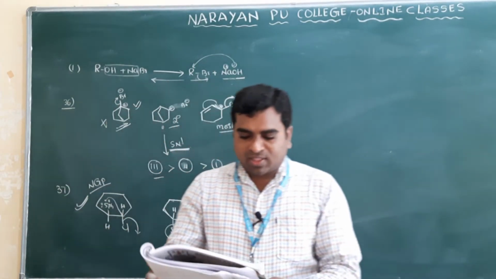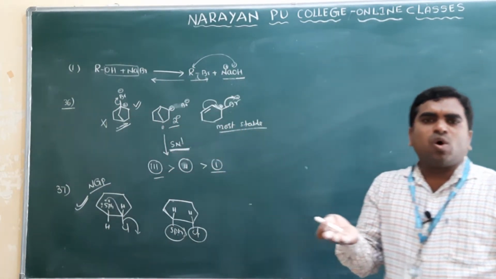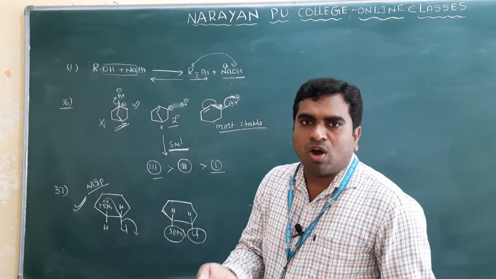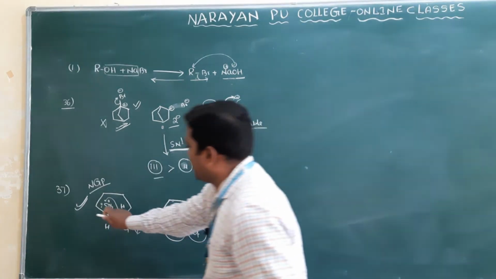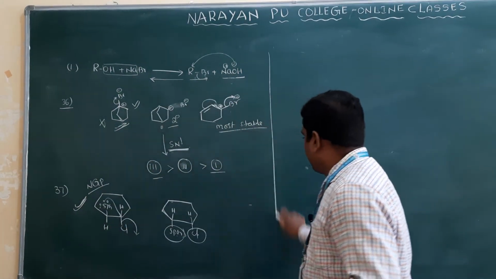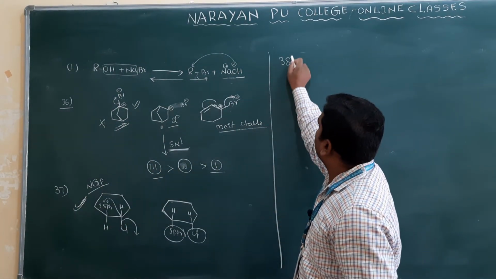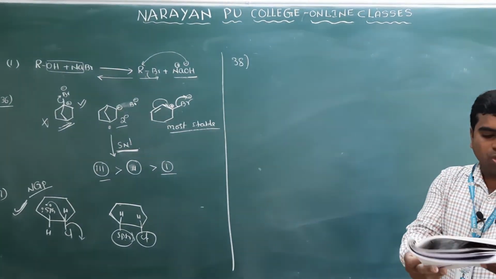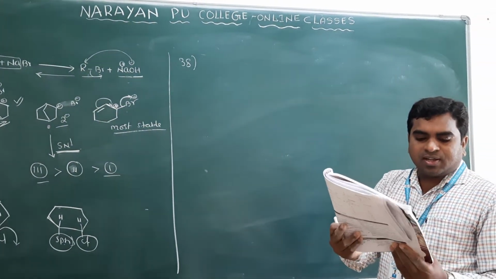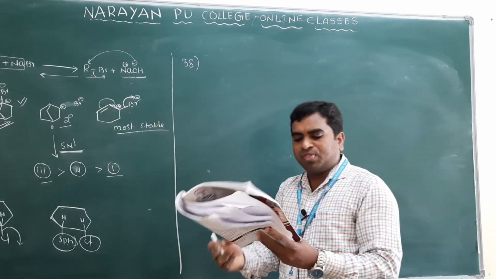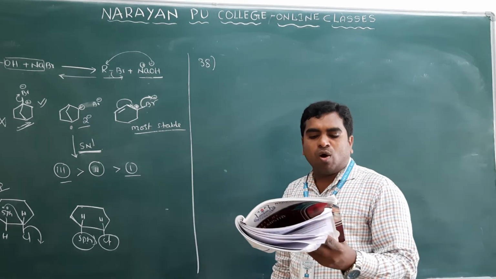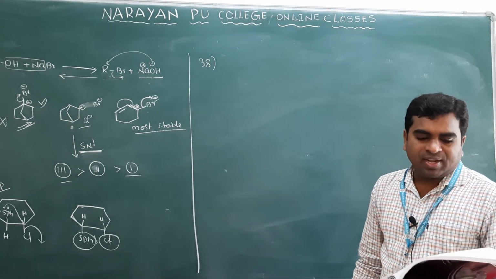Next one. And the third one and fourth one, there is no internal nucleophile. So there is no chance of NGP. So that's why your option 1 is the correct one. Clear? Coming to question 38. Consider the reaction of the following, which forms a diiodide on reaction with HI.